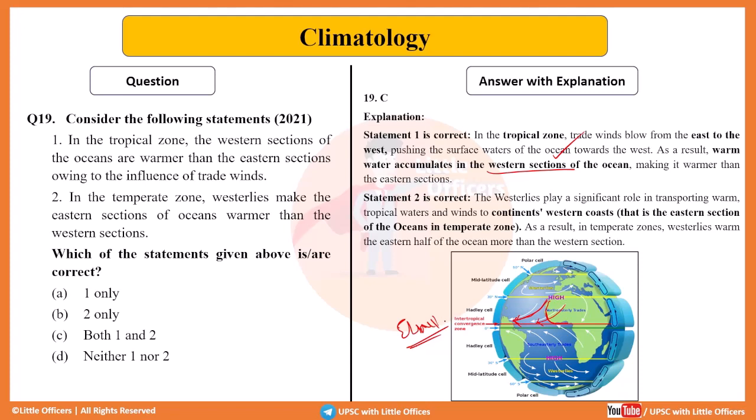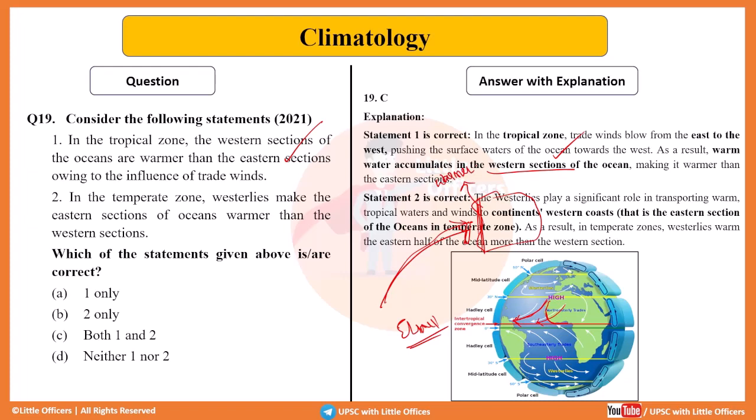Okay, you can use that logic also. So first is right. Second, in the temperate zones, westerlies means they will be moving like this. Make eastern section of the oceans warmer than the western sections. See, western and eastern is a perspective. If you look at it, let's say this is the North Atlantic drift, and here you get the British Isles and all. If you look at these sections, because of the influence of North Atlantic drift, they do get warmer.